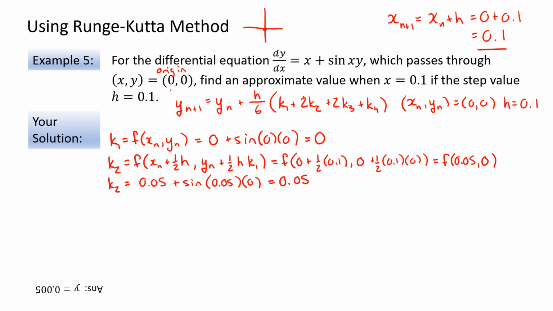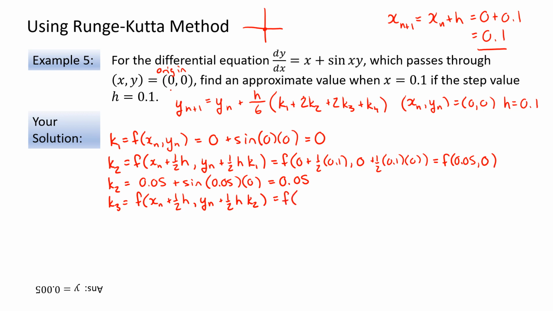Okay? We're going to keep doing this. Okay, we have 2 more to do. So k3 is equal to our function at x_n plus 1/2 of the step value h, same as k2. Y is y_n plus 1/2, again, of our step value, times k2, our immediately previous k value that we calculated.